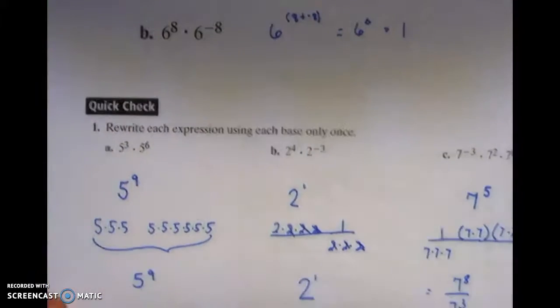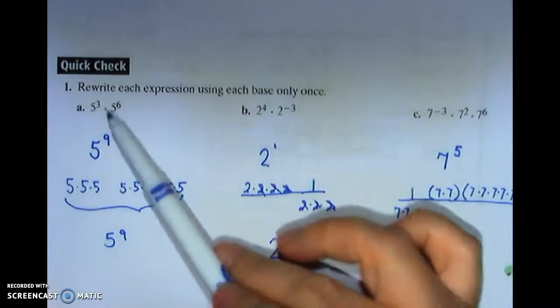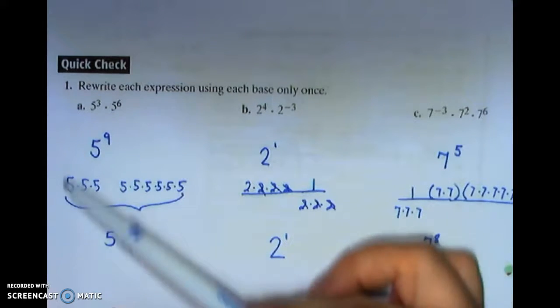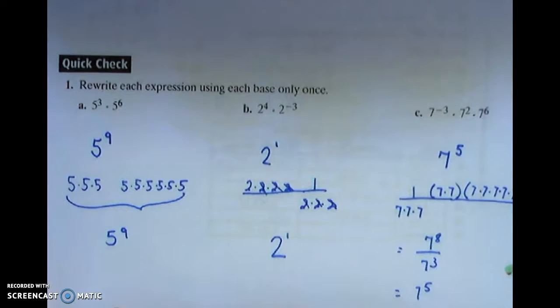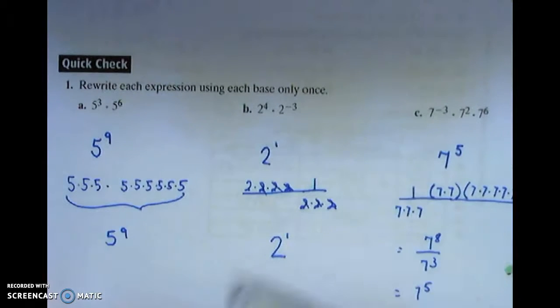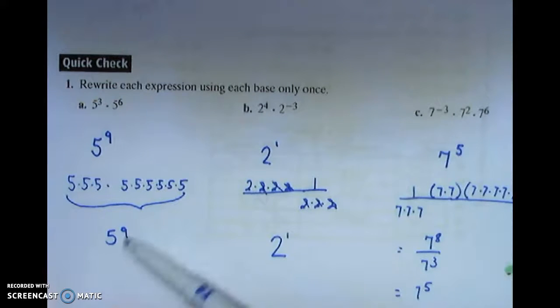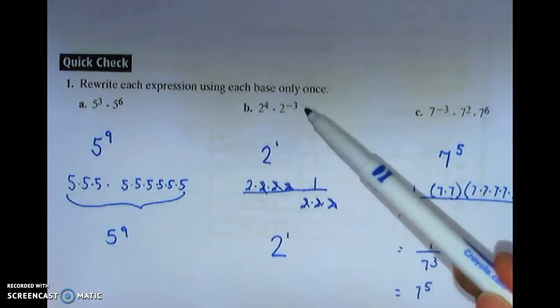All right, so in looking at our quick check results here, 5 to the 3rd times 5 to the 6th becomes 5 to the 9th. And if you want to think about it in expanded form, again, the rule is when in doubt, write it out. If you write it out, think about what is happening. You're just multiplying a bunch of 5s. Well, how many 5s do you have? 5 to the 9th.